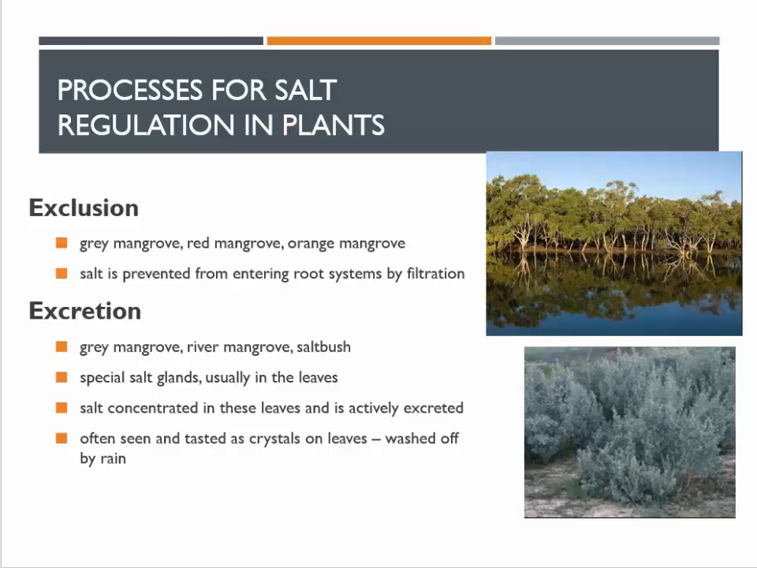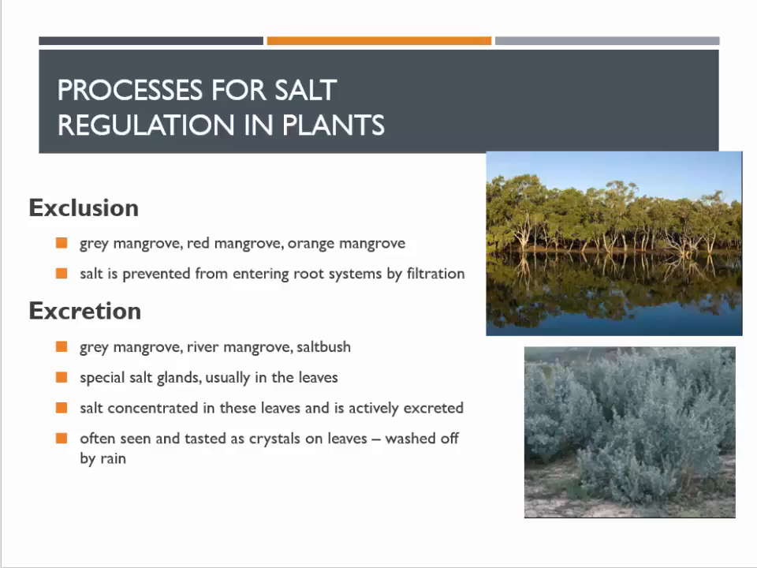The exclusion is used by a bunch of different types of mangroves, and it's largely because they're generally in a water body where there's lots and lots of salt. And so what this does is that it's a physical barrier that prevents salt from even just entering the roots in the first place, which is a pretty cool adaptation to have.